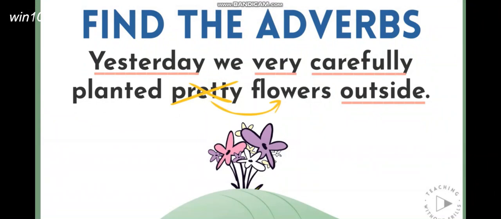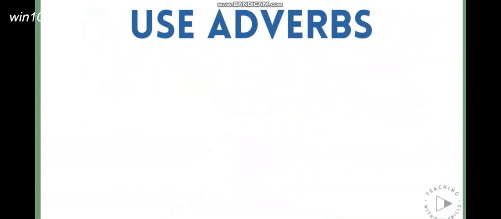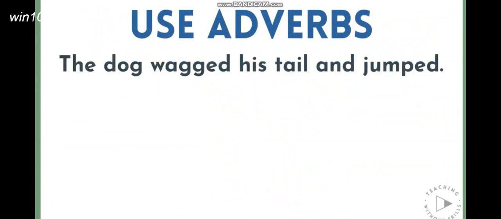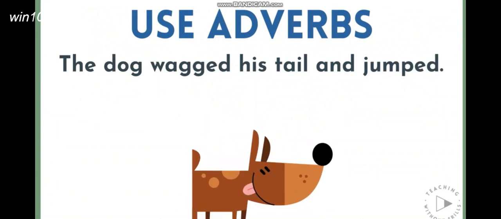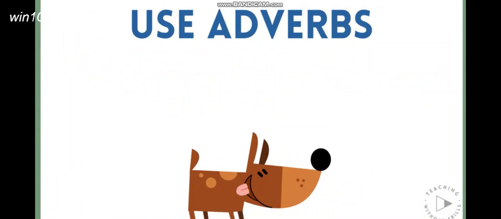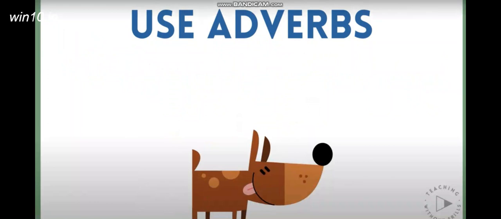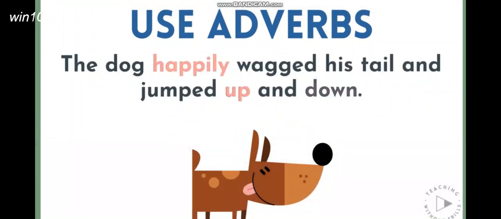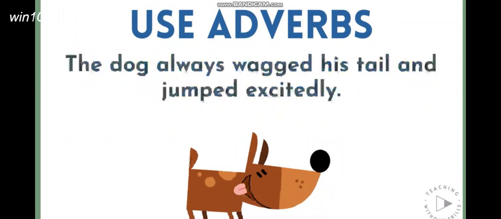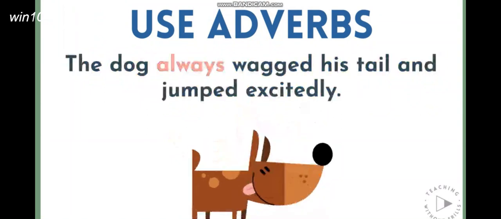So how can you use adverbs in your own writing? Listen to this boring sentence. The dog wagged his tail and jumped. How can you add some adverbs to this sentence to make it more detailed and interesting? Pause here to think, or keep watching for some ideas. There are many ways you could add adverbs to this sentence. You might say the dog happily wagged his tail and jumped up and down. Or maybe the dog always wagged his tail and jumped excitedly.